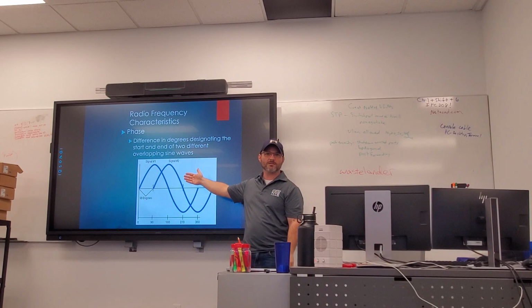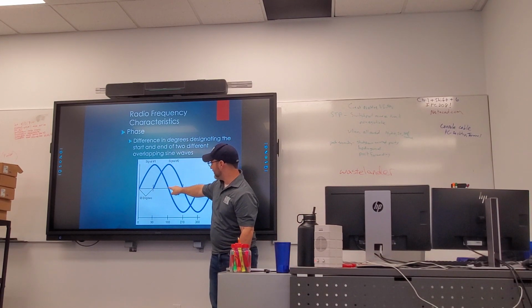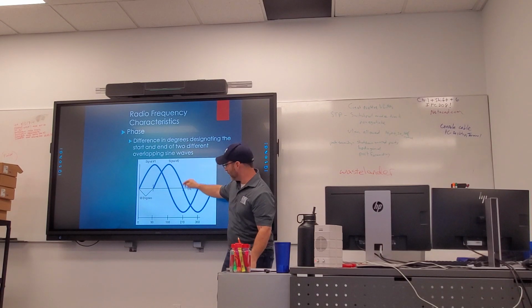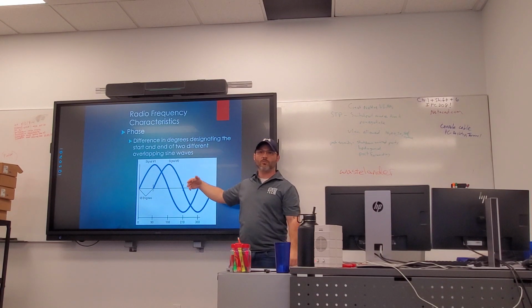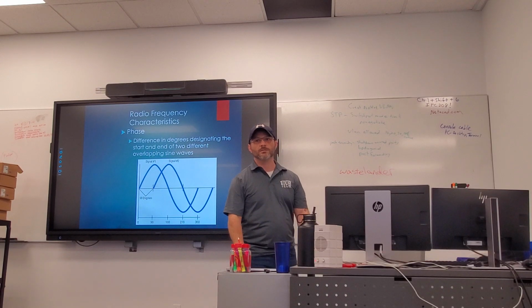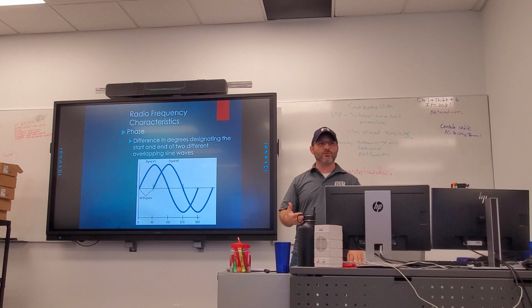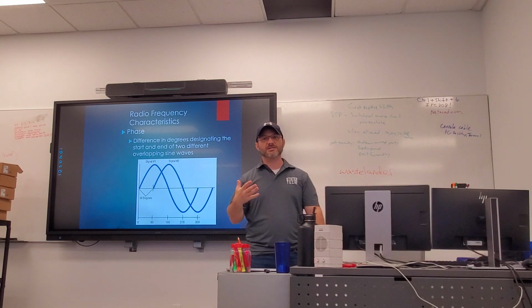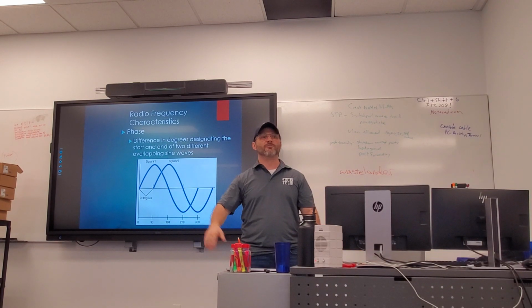What would that be? If this one started here and went up, and when this one's all the way down, this one's all the way up, what degree would that be? 360? No. Not quite. 180. 180 degrees out of phase means that it's going to be the exact opposite of that original signal.